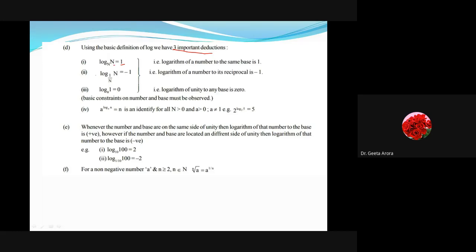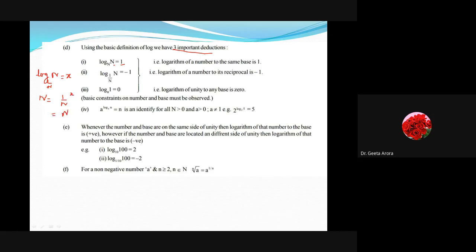Correct? Similarly, let me write this down so that you will not get confused. Here we are saying log of 1 by n. Suppose I have to calculate this value, and let me assume that this value is equal to x. If this value is equal to x, then as per the definition, n is equal to (1 by n) raised to power x. Correct?